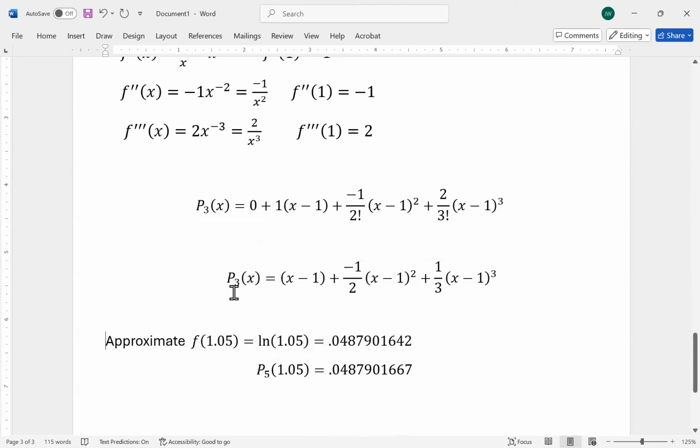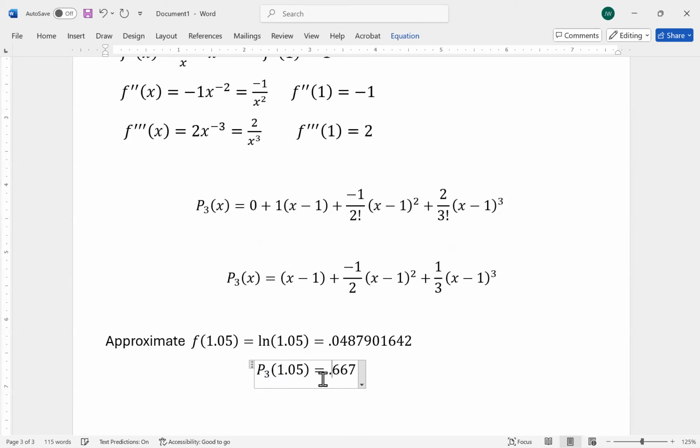And by the way, if I already found degree 3 and wanted to find degree 4, I could simply take another derivative, plug in 1, and then tack on a term. So here we lopped off because we were decreasing in degree, but we could have also tacked on if we wanted to increase in degree.